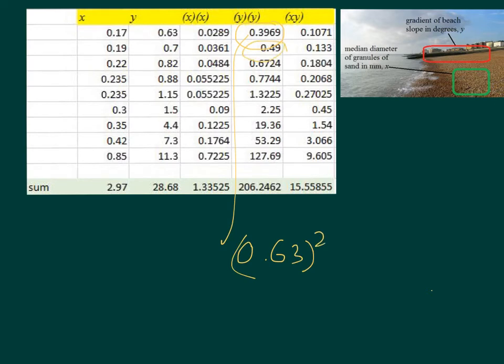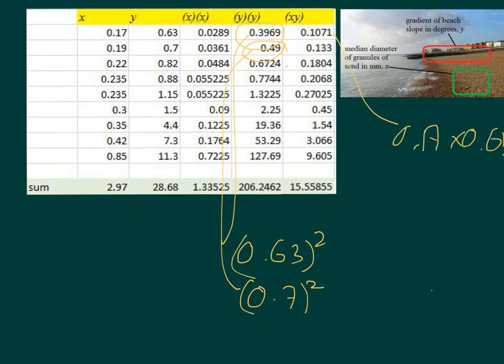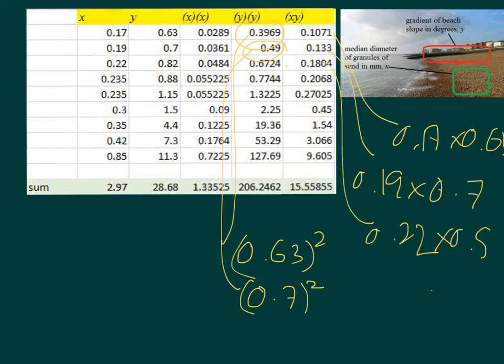And the next one is 0.7 squared. And following here is 0.82 squared. And next one is 0.88 squared, and so on. Here, this number here is 0.17 times 0.63 to get that number. The next one is 0.19 times 0.7. And the next one is 0.22 times 0.82. And we create all the numbers and we sum all of them up at the bottom.